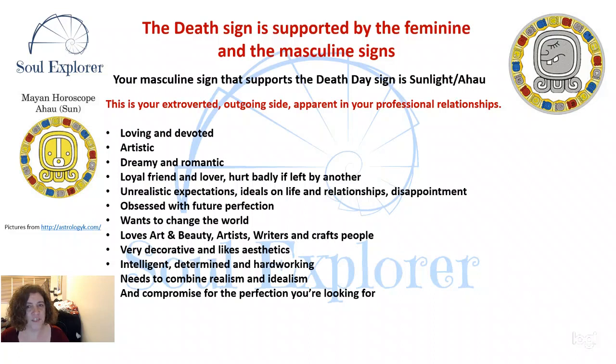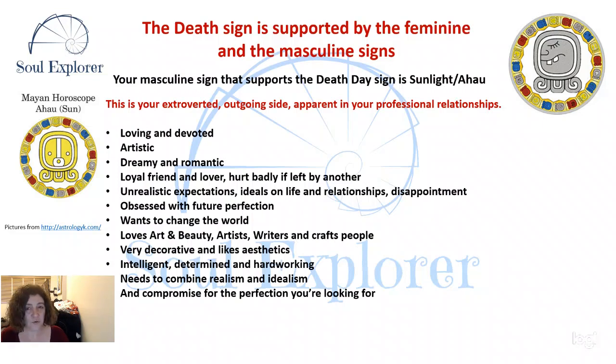That is your extroverted, outgoing side, apparent in all your professional relationships and all your distant relationships, people that aren't necessarily intimate with you. And this is where on your masculine side, you show the energy of the light or the sun, Ahu sign, which makes you to the outside world very loving and devoted. You're artistic, dreamy, romantic. You're a loyal friend and a lover. That's how people see you in the external world. But they know that you'd be hurt badly if you were wronged or left by another person.